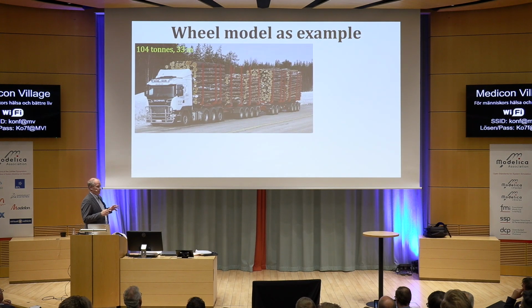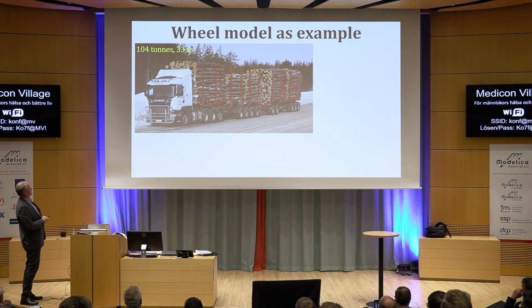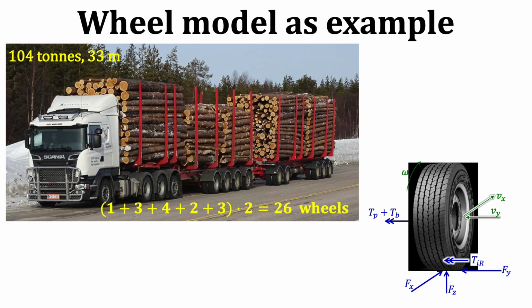Okay, then I pick a wheel model as an example. And again, here's one of these long track combinations Peter was into. And the motivation really to this is that they produce easily 20% less carbon dioxide. But the problem is that they have so many wheels. So in this case, if we count the axles multiplied by 2, we get 26 wheels. Many of these are also twin-mounted tires, so it's probably 50 tires on this machine.